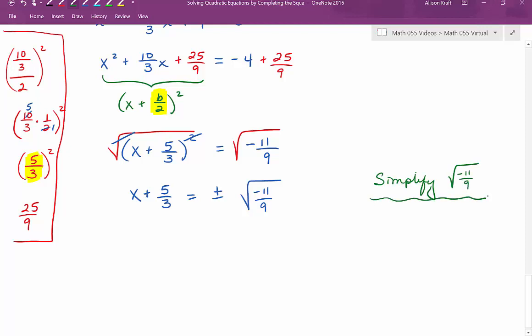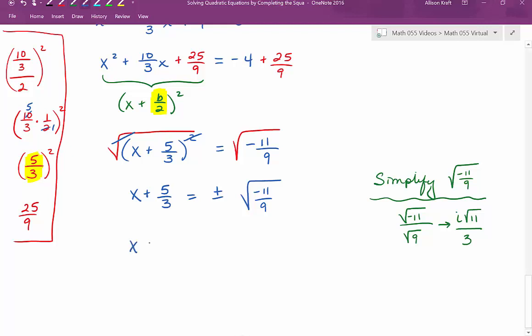Remember, when simplifying a fraction underneath of a radical, you want to split it up. This will be the square root of negative 11 divided by the square root of 9. We have a negative underneath of our square root, so we'll pull out an i. We get i square root of 11. The square root of 11 does not simplify further. Turning our attention to the denominator, the square root of 9 is a perfect square. We get just 3. The square root of negative 11 ninths simplifies to i square root of 11 over 3.